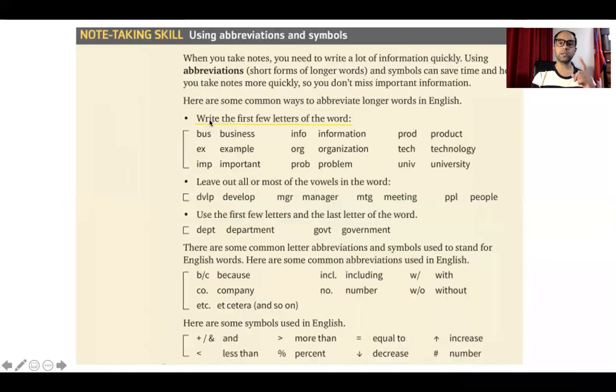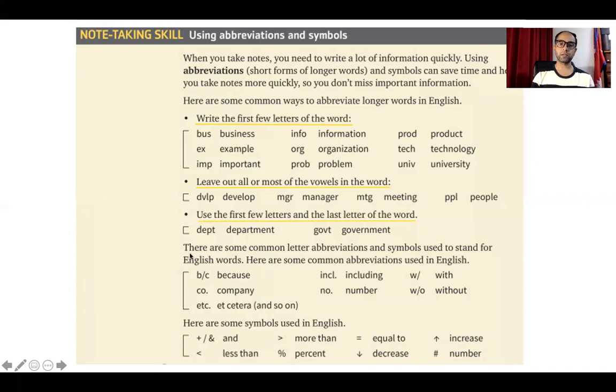So these are, one technique is write down the first few letters. Another technique right over here is leave out all or most of the vowels in the word. Don't write all vowels or most of the vowels. For example, develop, without the vowels E and O are deleted. Manager, MGR. It helps you to remember, okay? Another way is use the first few letters and the last letters of the word. That's another way to abbreviate, to make your word smaller.